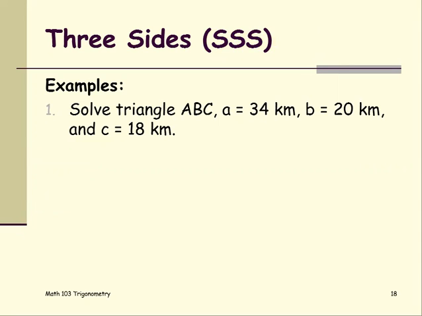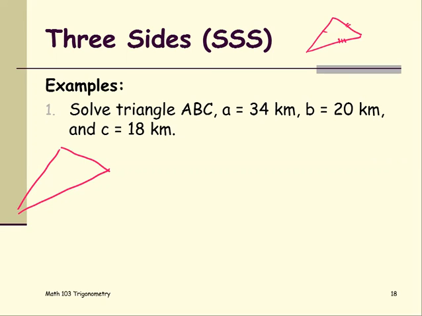This time we are going to look at the three sides case, or the SSS, where the three sides are provided. Draw the diagram for this problem. We're going to solve the triangle ABC where side a is 34 kilometers, b is 20 kilometers, and side c is 18 kilometers.